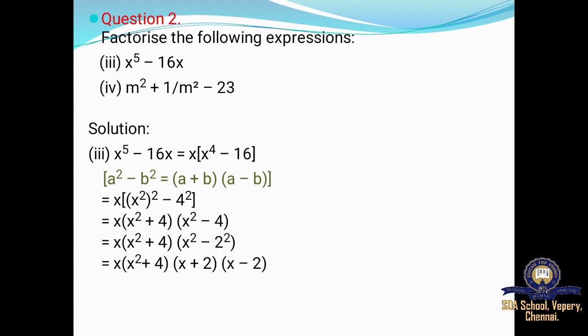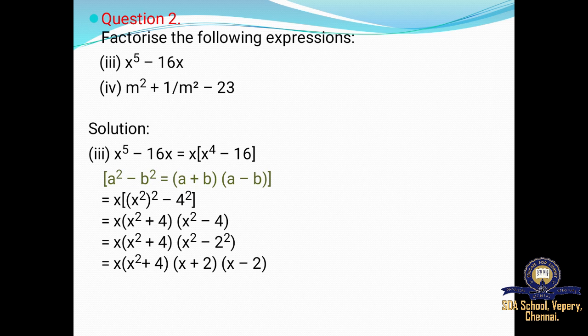In the question, we are given x power 5 minus 16x. See, if you take x common out, can you see x common in both the terms, right? In the first term, you have x power 5. In the second term also, you have 16x. So let us take that x common out first. If I take that x common out, what will I be left with? I'll be left with x power 4 because I have already taken 1 x out, and then I'll be left with minus 16 from the second term. Am I right or not?